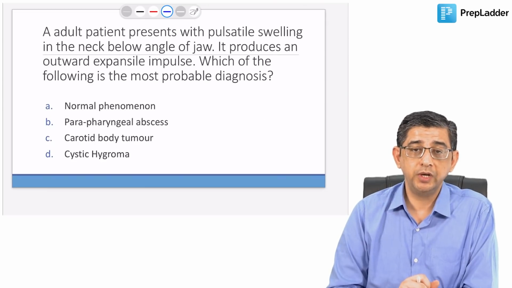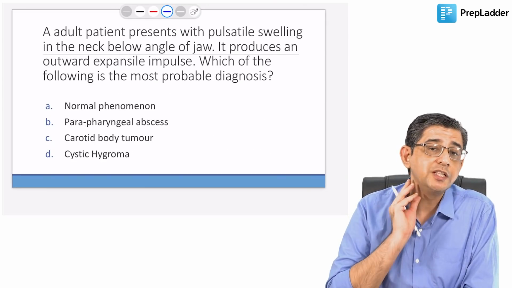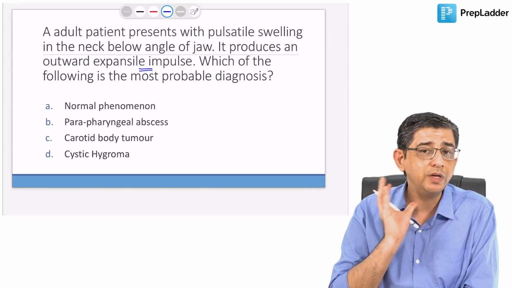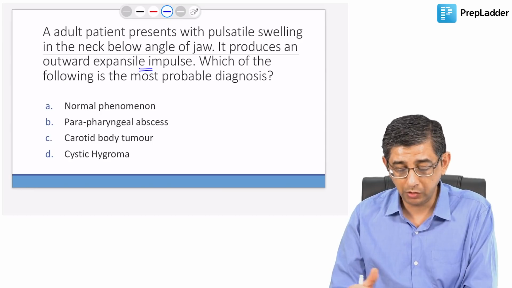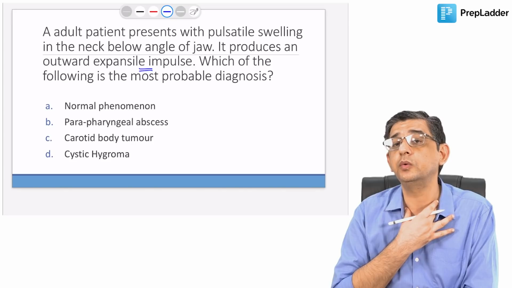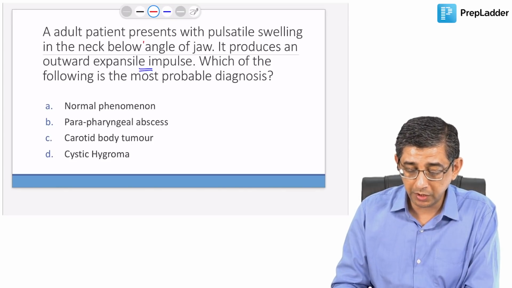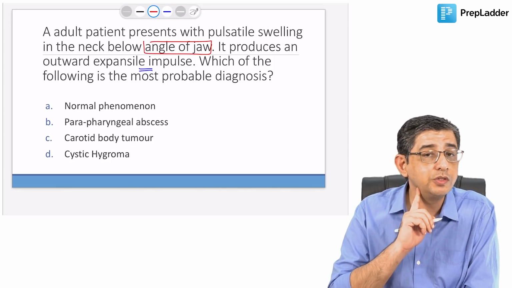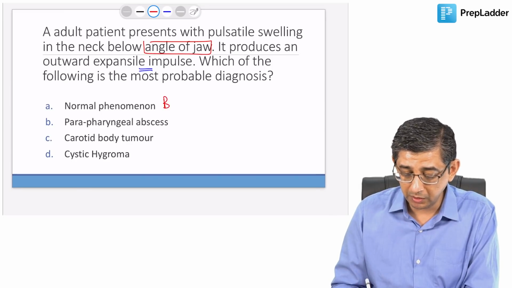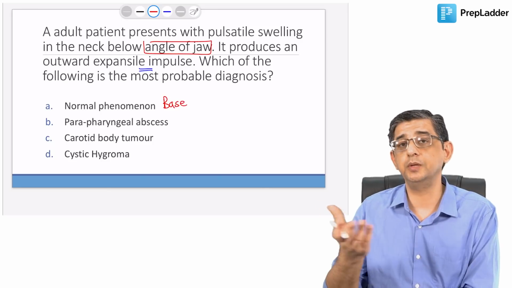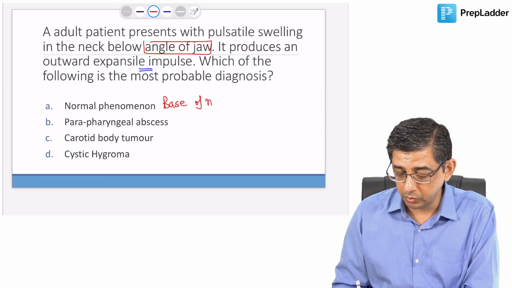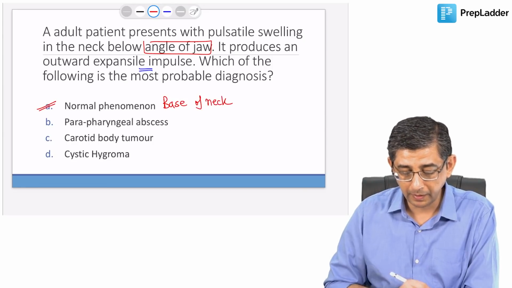The next question talks about an adult patient who presented with a pulsatile swelling in the neck below the angle of the jaw. It is producing an expansile impulse, an outward impulse. What is the probable diagnosis? Yes, you do have pulsations in the neck, but the pulsations are at the base of the neck. In this condition, the location is at the angle of the jaw, not at the base of the neck. I repeat once again, the carotid artery pulsation can be seen at the lower part of the neck. So option A is ruled out because of the location part.